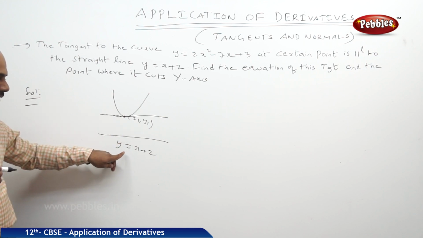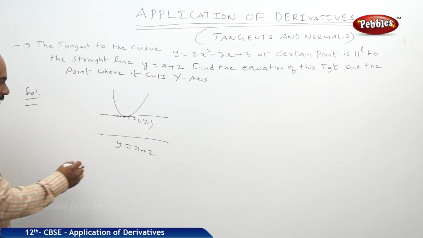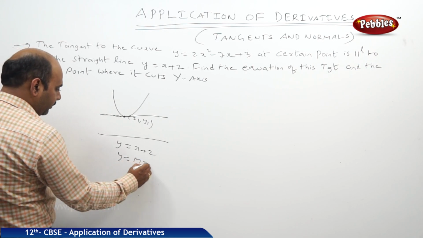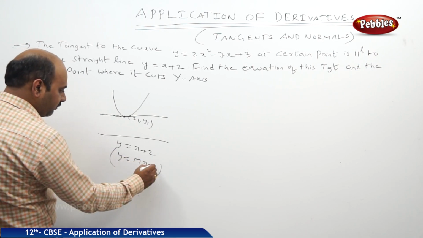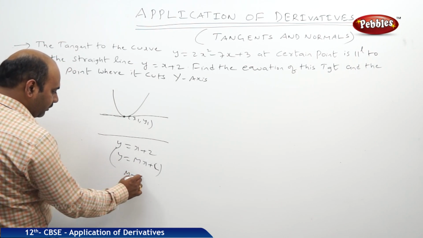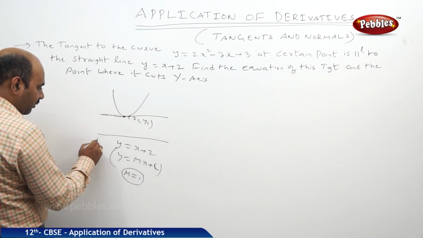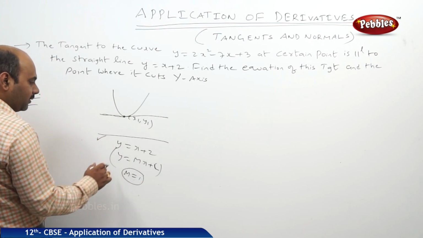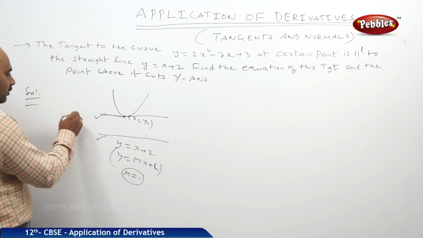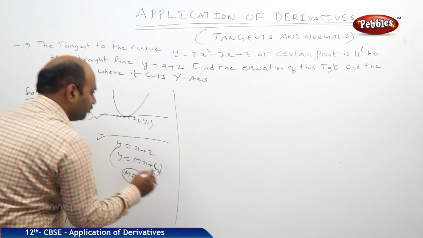If you observe carefully, this line is of the form y is equal to mx plus c. As it is of the form y is equal to mx plus c, while comparing I get m is equal to 1. That means the slope of this particular line is 1. Then definitely I can tell the slope of this line is also equal to 1, right? Keep this in mind before solving the problem.